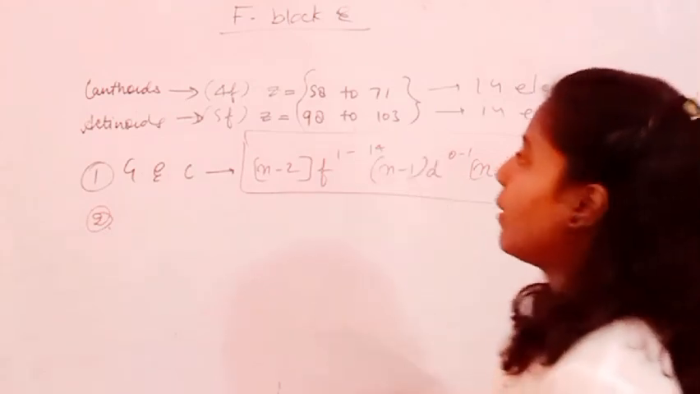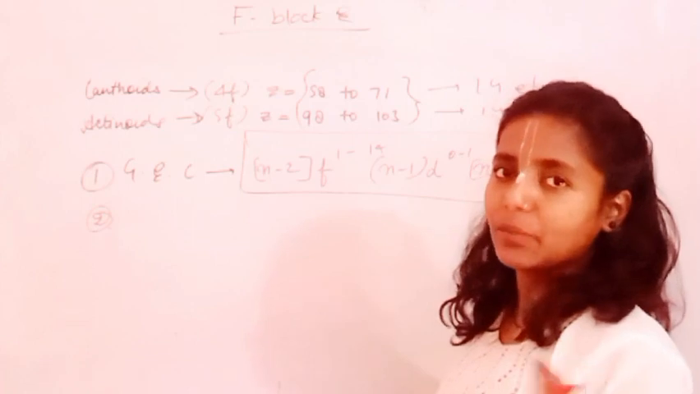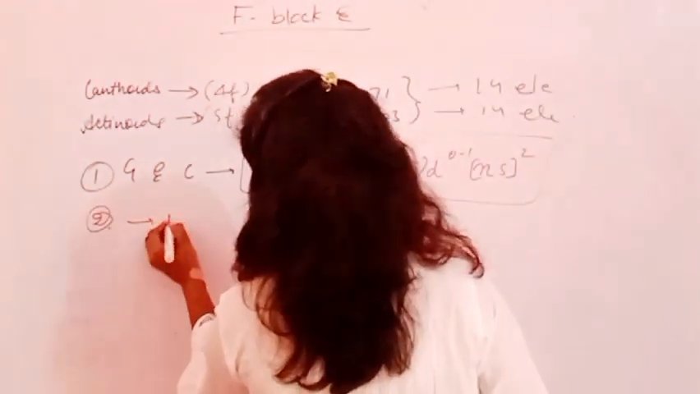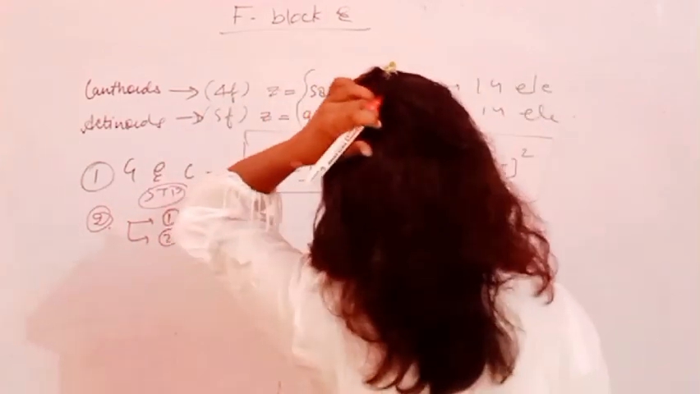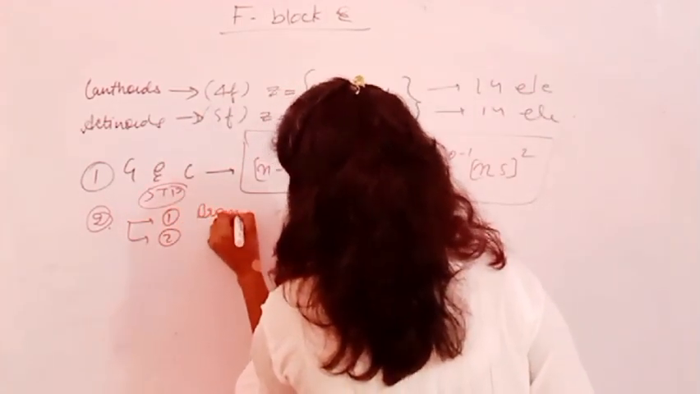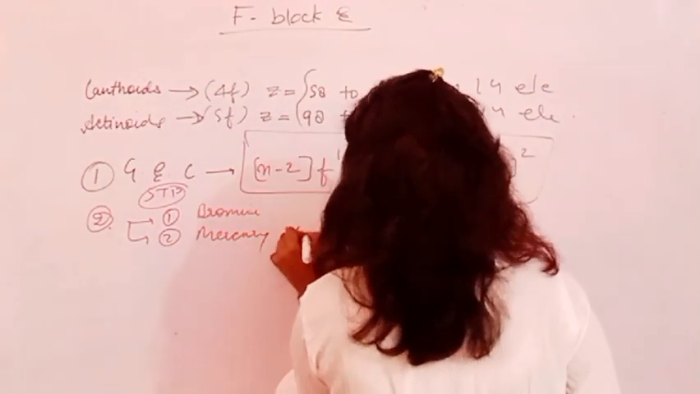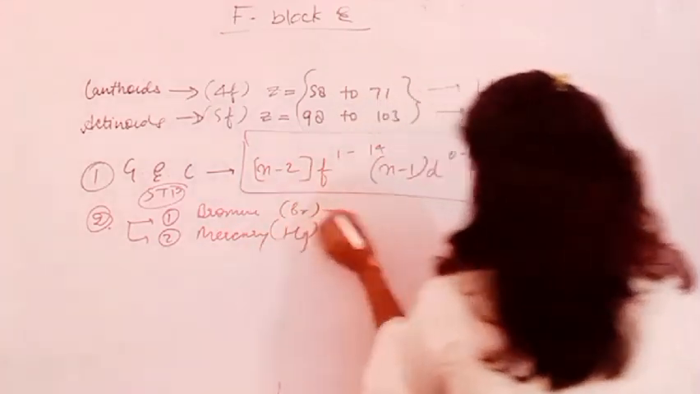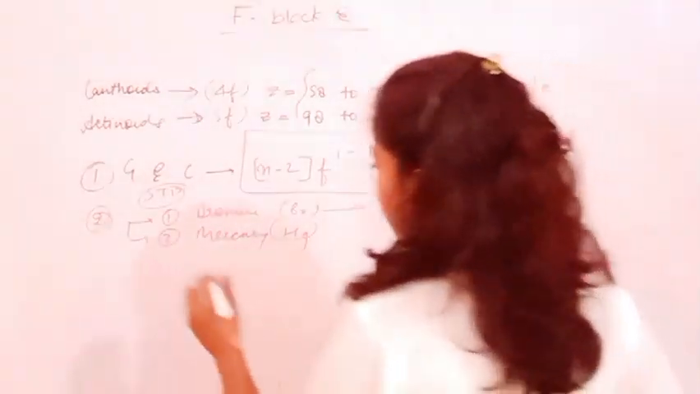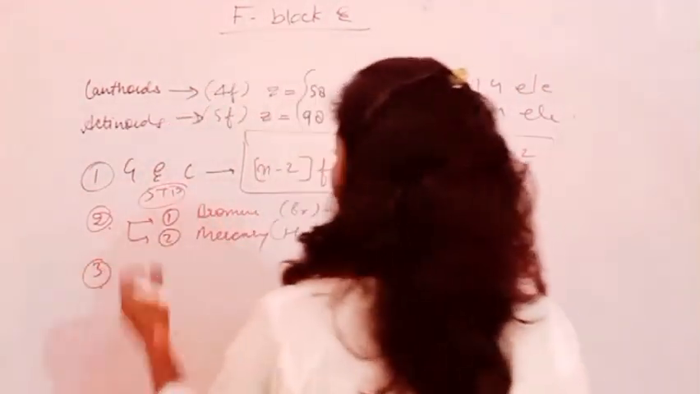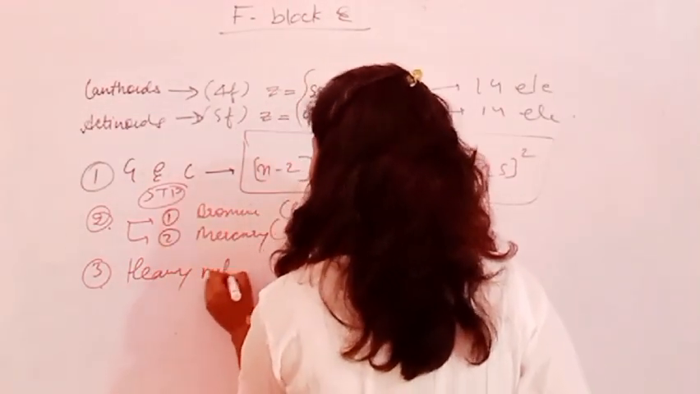Now in F block element, यहाँ पे आपके only two liquids are there which exist at STP. Number one is bromine, and number two is mercury, Hg and Br. And yes, your Br is a non-metal. Okay? And also the third point is that all the metals here are heavy metals.